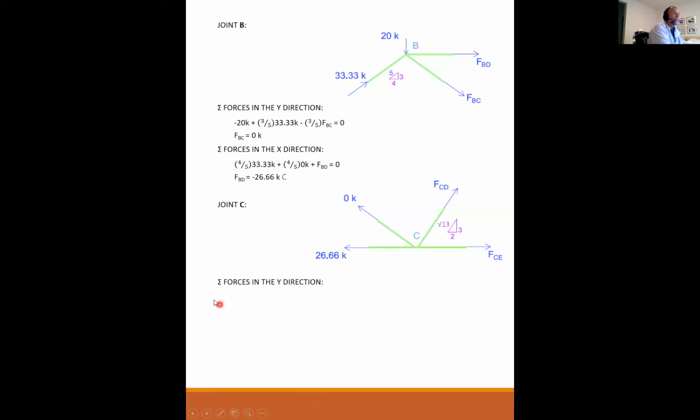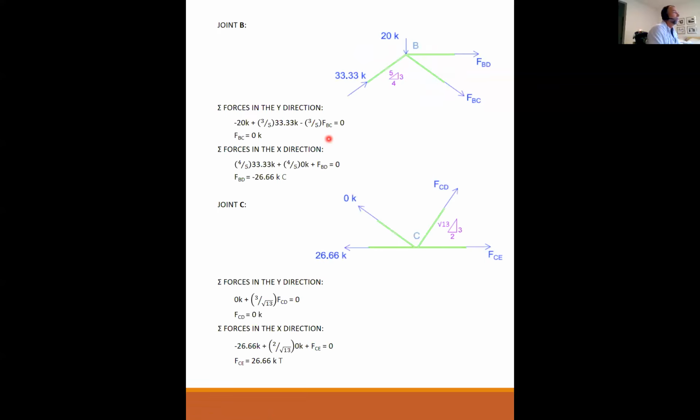So again, repeating the pattern, I sum the forces in the y direction. I have 3 over radical 13 times FCD equal to 0. There's nothing else in the vertical direction, so FCD is also equal to 0. Sum the forces in the x. I have pulling to the left, 26.66, so that's minus. I have 2 radical 13 times 0, and I have my force FCE pulling to the right. So FCE is 26.66 kips in tension.